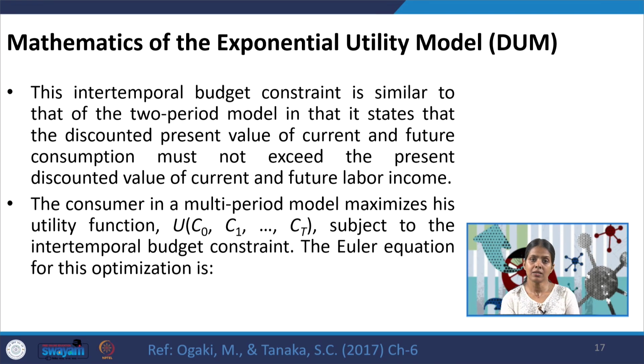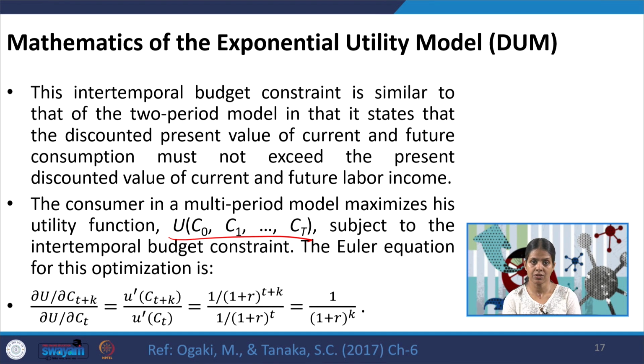The consumer in a multi-period model maximizes his utility function, again the utility from all the consumption spread across all possible years, subject to the intertemporal budget constraint. The Euler equation for this optimization is, now we are basically equating delta u delta C t plus k upon delta u delta C t, which is u prime C t plus k upon u prime C t, and then we equate them with their relative prices.